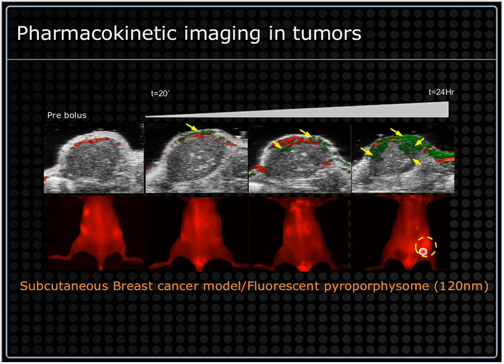Now, we took the same animal and looked at it under photoacoustics, and what you're seeing here is two different types of signal, green and red, just to illustrate to you that the red is the signal coming from blood, and the green is the signal coming from the porphysome.